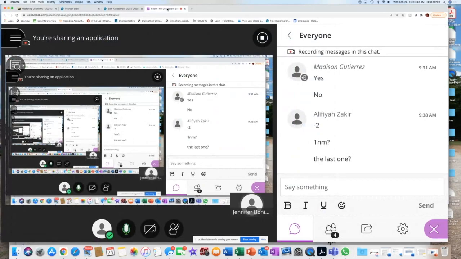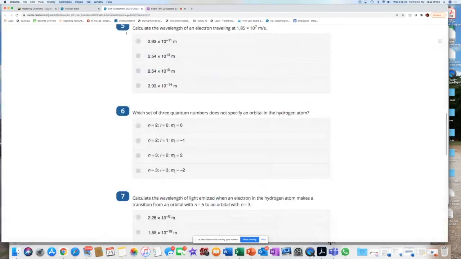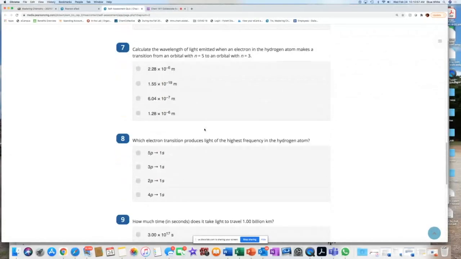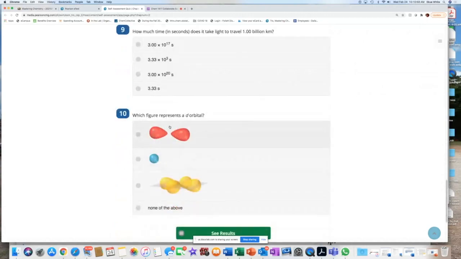Any questions about that? So if you have, once again, the quantum number thing memorized, then you can go through that. But yeah, you can go through all of these and kind of get an idea. Oh, let's do this last one here, this easier one. Which figure represents the d orbital?